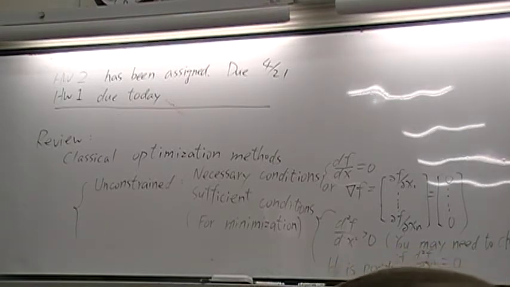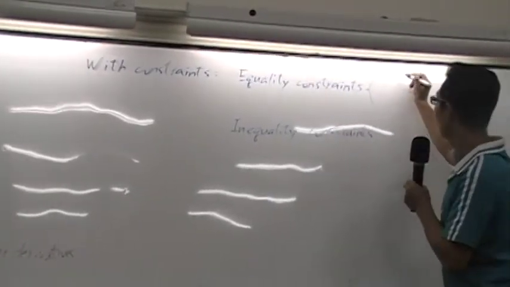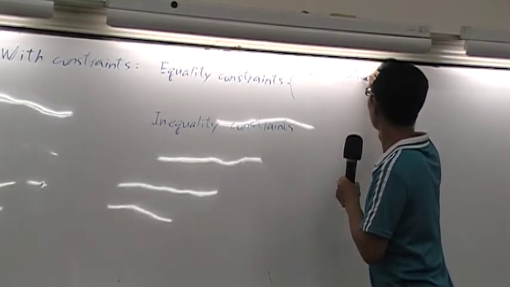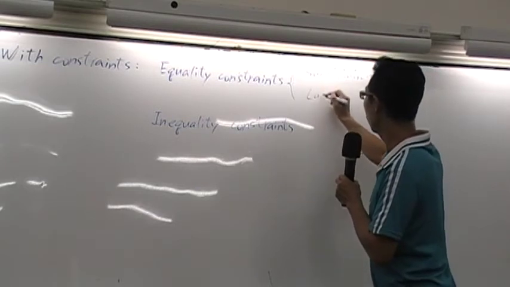Okay, so with constraints, then either equality constraints, right? Or inequality constraints. Okay, and for the equality constraints, I think we have learned 2 methods, right? Either using substitution or using the Lagrange multiplier.